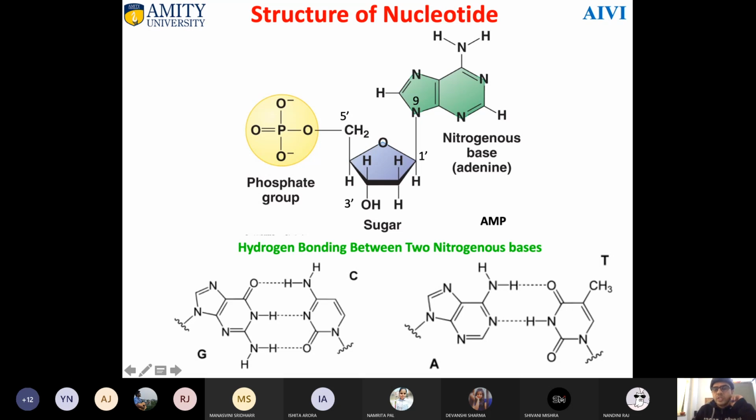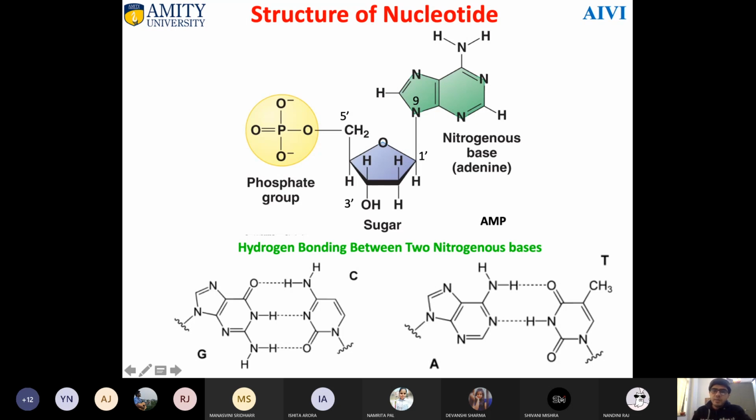In case of sugar, to distinguish whom you are referring to, because both have numbers, 1, 2, 3 up to 9 in the base, and here also 1, 2, 3, 4, 5, we put a prime with the sugar. So 5' means we are talking about the fifth carbon of your sugar. 3' means the 3rd carbon of the sugar. The 1' means the carbon number 1 of your sugar. So this priming is there to distinguish that we are referring to the sugar, not the nitrogenous base.